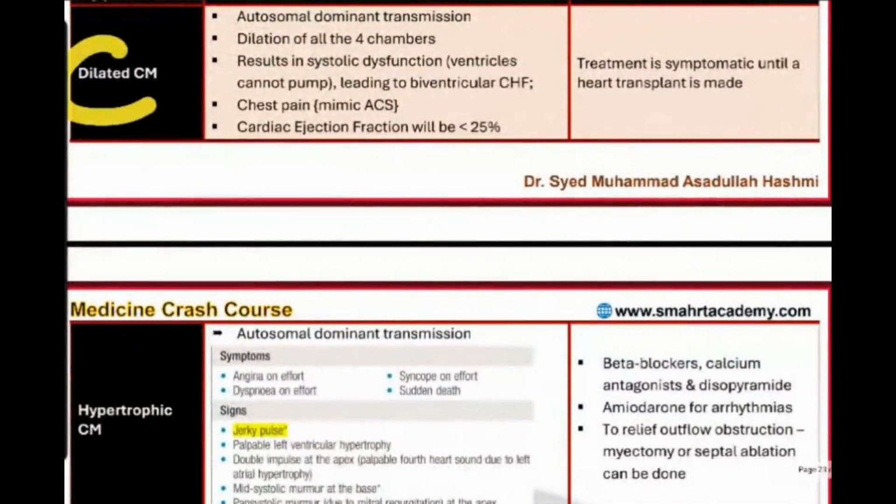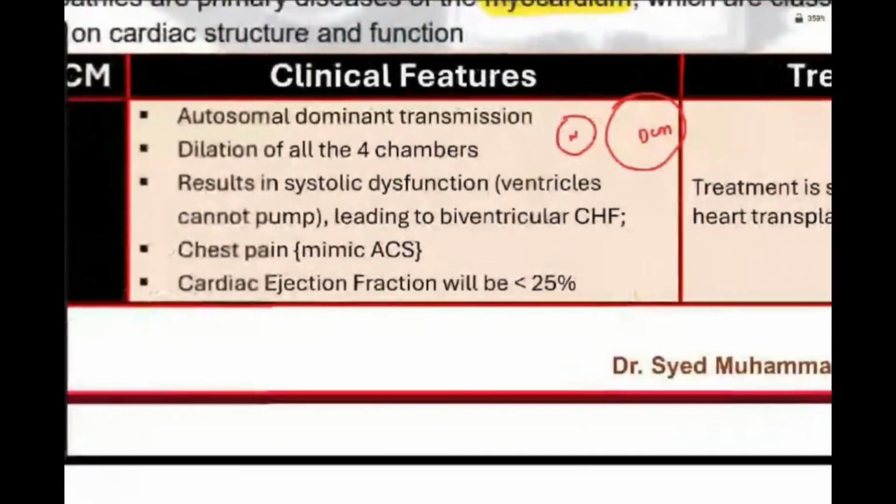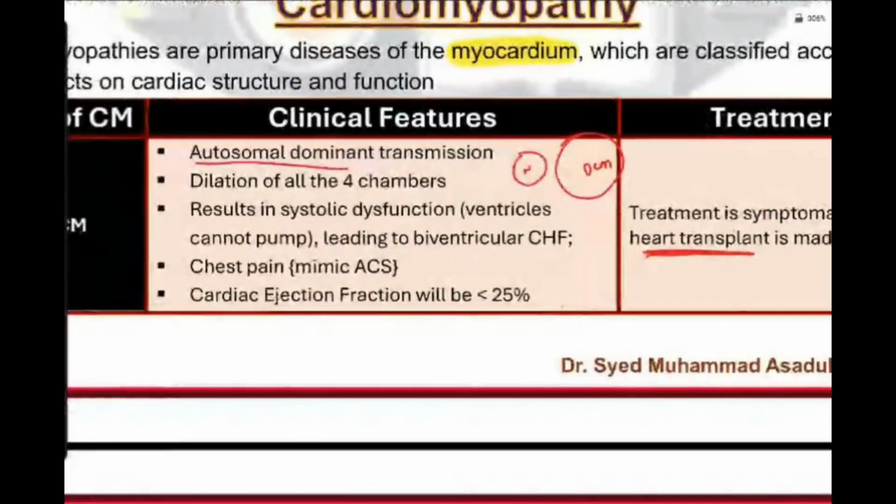So if it is dilated myocardium, this is dilated cardiomyopathy, meaning this is a normal heart, and dilated means the heart will be like this. Okay? So this is normal, and this is dilated cardiomyopathy. It occurs with autosomal dominant transmission and the only treatment is heart transplant. All the symptoms of heart disease will be there. That is what you have to know.